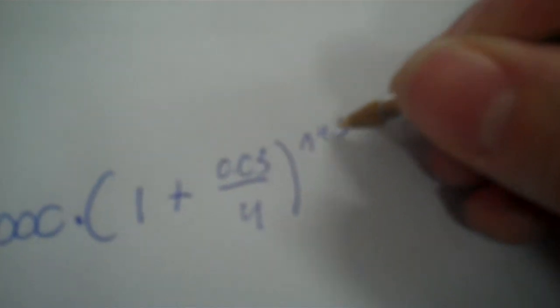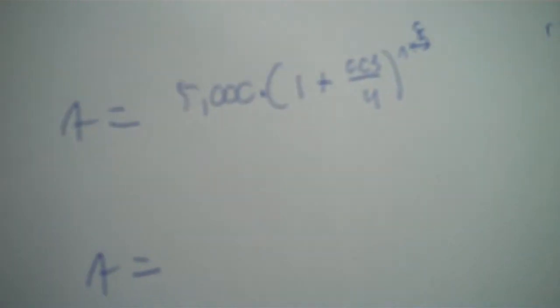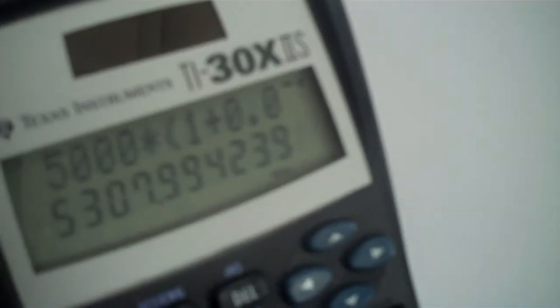So P, you've got 5,000 times 1 plus your R, 0.03 over N, so that's 4, to the N times T. Well, 4 times 2 is 8, so it's to the 8th power. And you're ready to find A, okay? So again, we don't need to recreate the wheel on that problem, meaning boxes and tables and all that, when I have a perfectly okay formula to get it. 5,338.308. I don't care about the rounding, but 99 cents means it's 308.